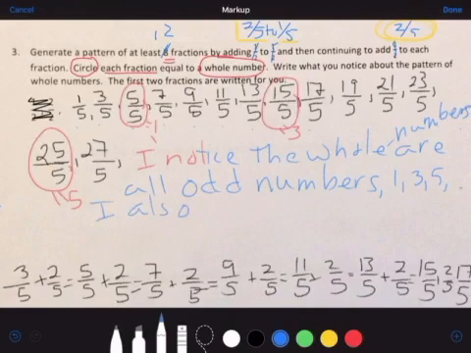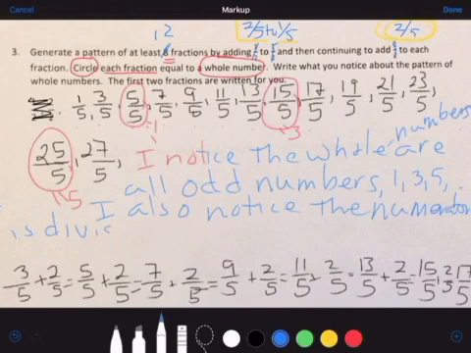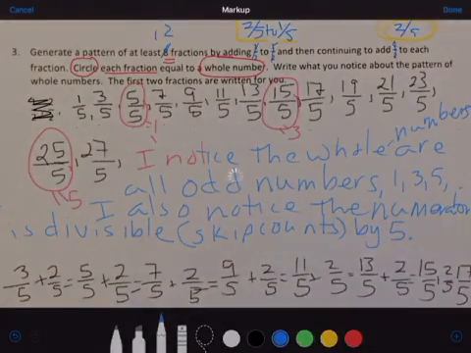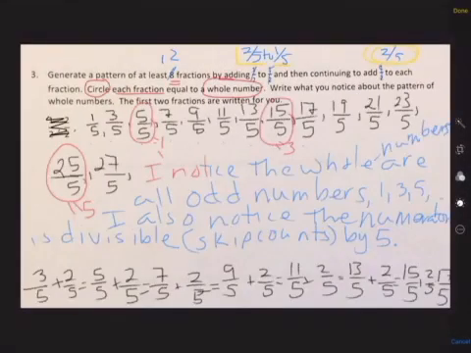I also notice the numerator, or the number on top, is divisible, and I'm going to put in parentheses, or skip counts, by 5. Yeah, the numerator is always divisible by 5, right? If you notice anything else, keep writing it so that the teacher knows what you're thinking. All right, let's go ahead and go to number 4, and we'll do that one as well on this video.